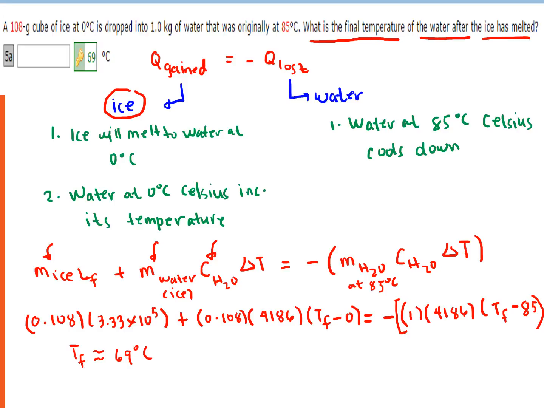For problems involving thermal equilibrium, it is very important to note that your final temperature should fall within the range of the temperature of the cold substance and the temperature of the hot substance. In this case, our expected final temperature should be between 0 degrees Celsius and 85 degrees Celsius. As a matter of fact, 69 degrees Celsius is very much acceptable. And therefore, we have solved our problem.